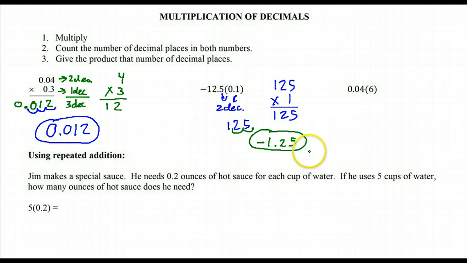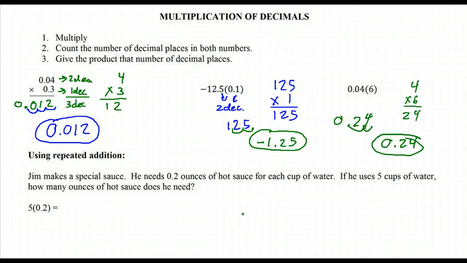Hit pause now and give it a shot. And there's your answer, 0.24. Because the 0.04 had 2 decimal places. If we got rid of the decimals, it'd be 4 times 6, which is 24, and then put the decimals back in. So all you're doing when you do multiplication is taking the decimals out, multiplying the numbers, and then putting the decimals right back in for your product. That's it.